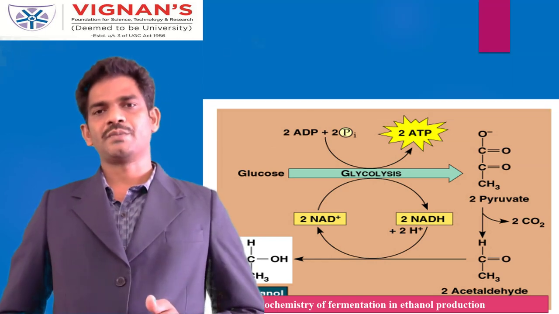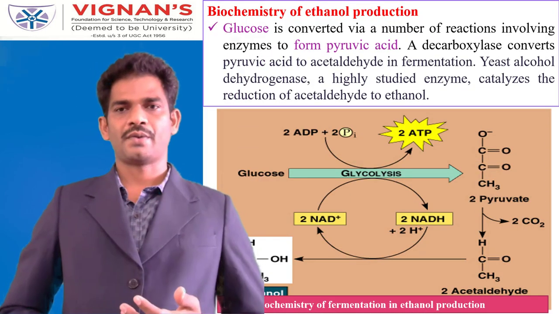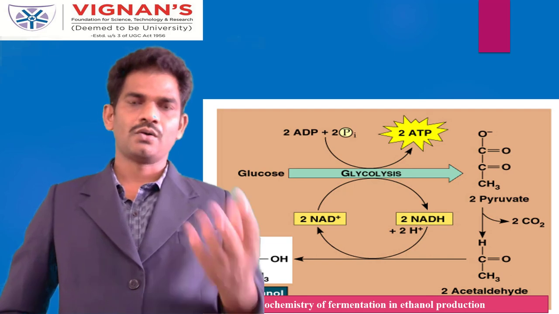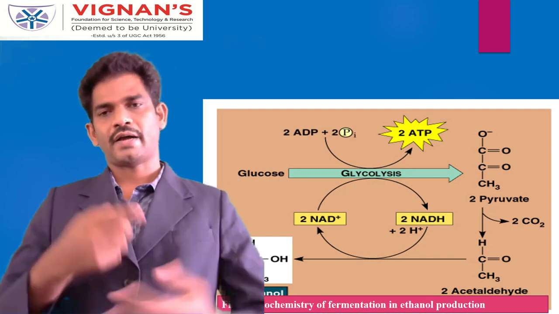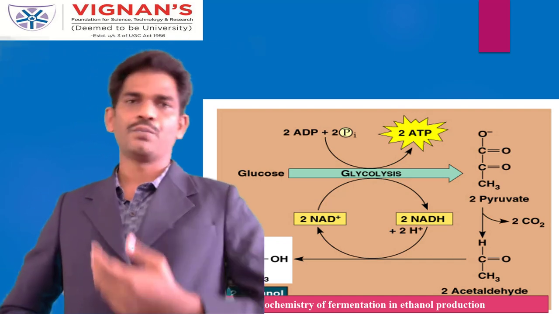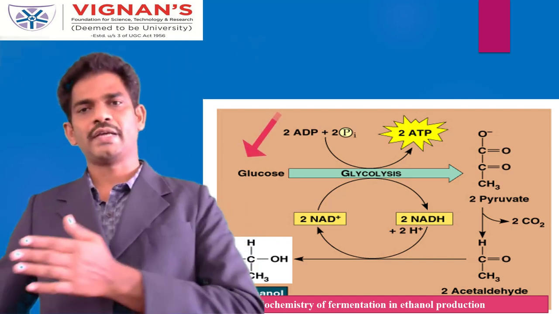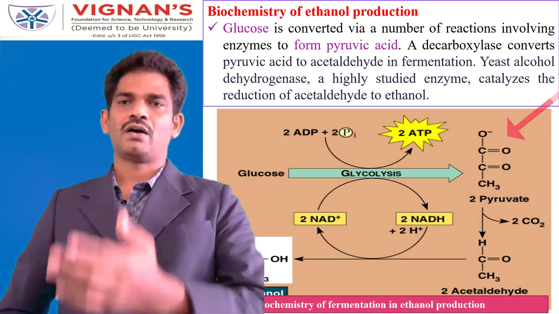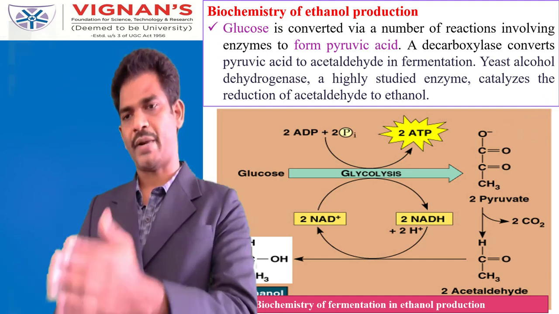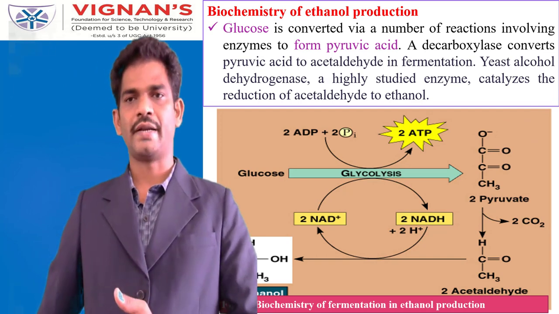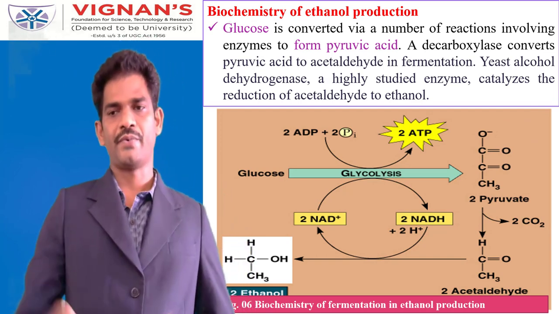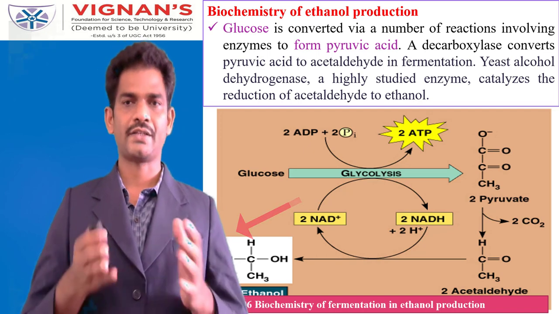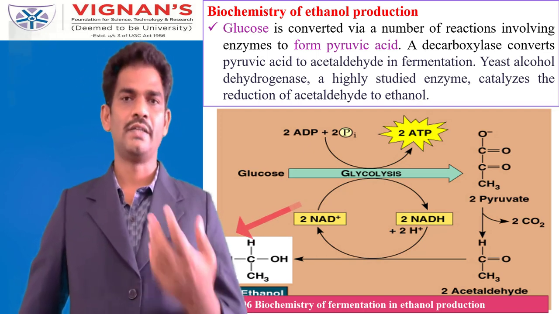This is the typical biochemistry of the ethanol production process. We add complex raw materials as the primary source. These complex carbohydrates are hydrolyzed by enzymes and you get simple glucose. This glucose undergoes a series of reactions through glycolysis and gives two molecules of pyruvic acid. Then the pyruvic acid, by a decarboxylation reaction, forms acetaldehyde. At the end, acetaldehyde is converted to ethanol by the action of the enzyme alcohol dehydrogenase.